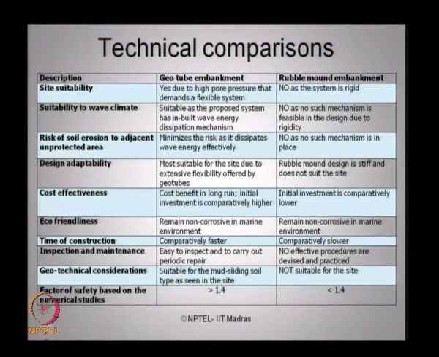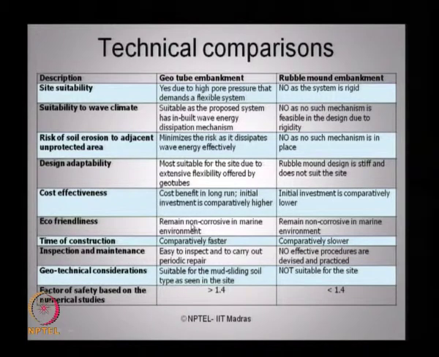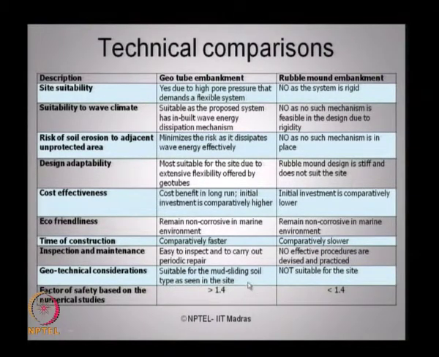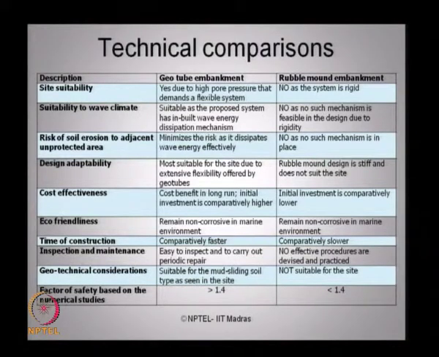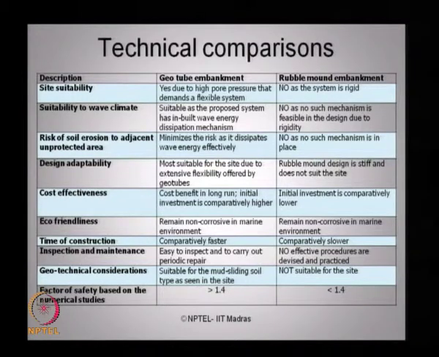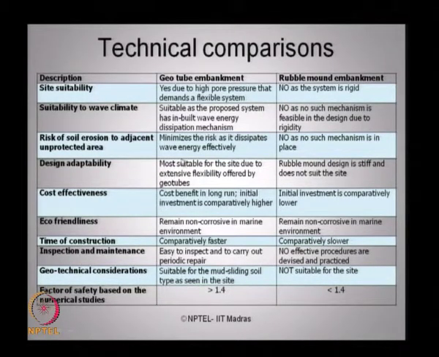If you look at the geotechnical investigations and considerations as applied for the specific site of discussion, we can see that the geotube embankment remains suitable for mud-sliding soil type as seen in the specific site, whereas under this situation the rubble mound embankments are not at all suitable. Above all, the most important technical factor says that based on numerical studies we have seen that the geotube embankment factor of safety shows more than 1.4, whereas rubble mound embankments for the same dimension show a factor of safety less than 1.4.